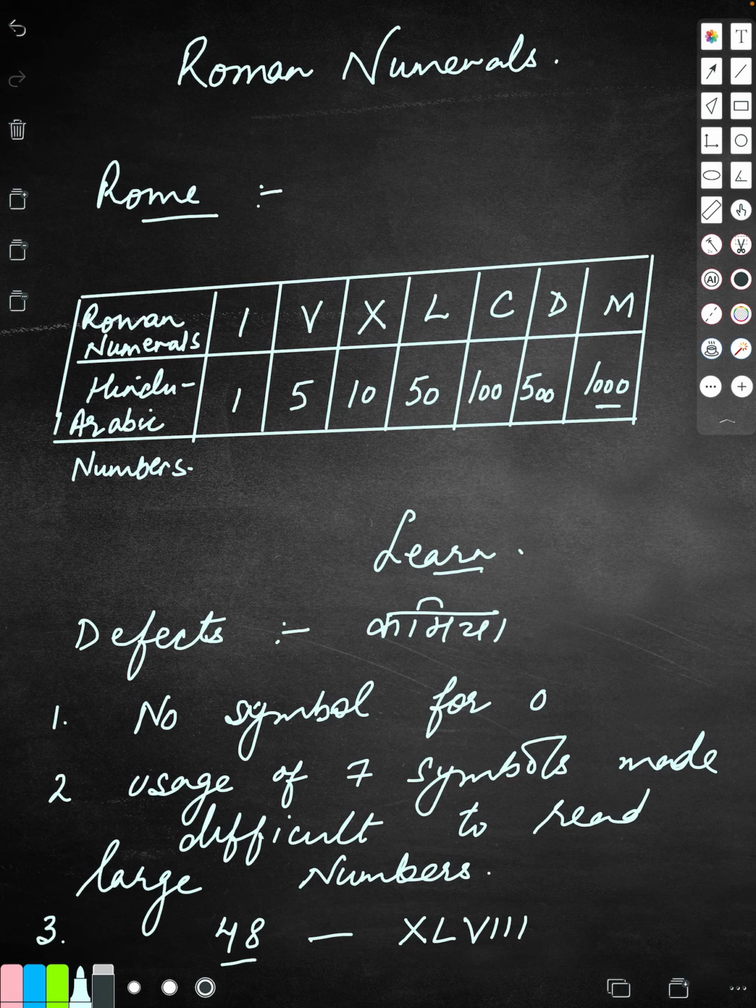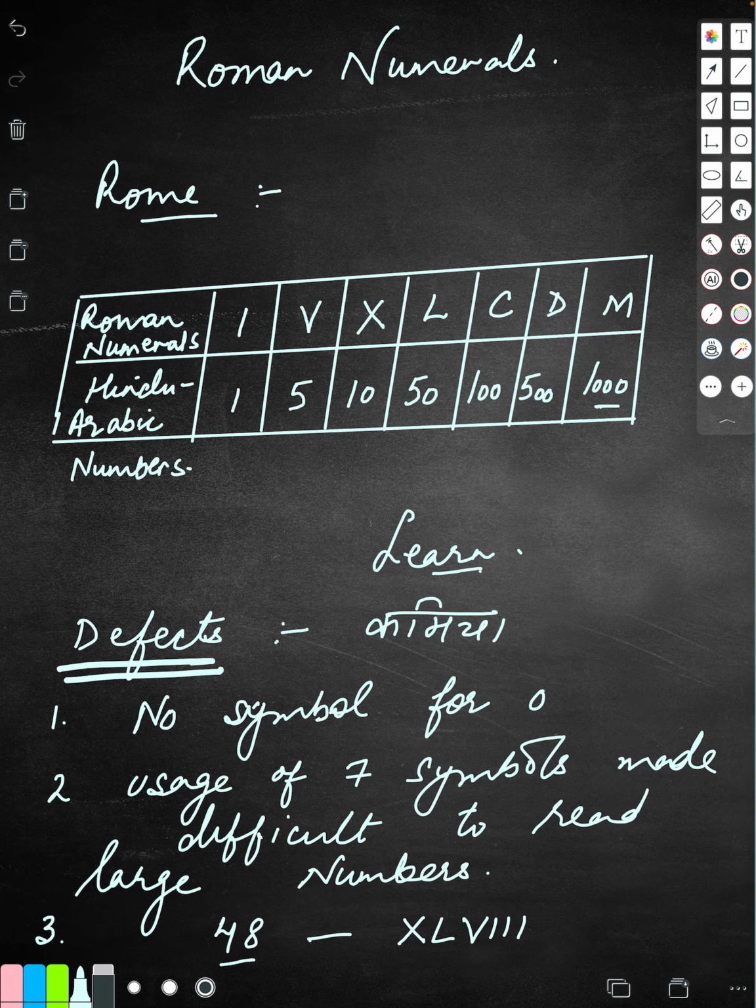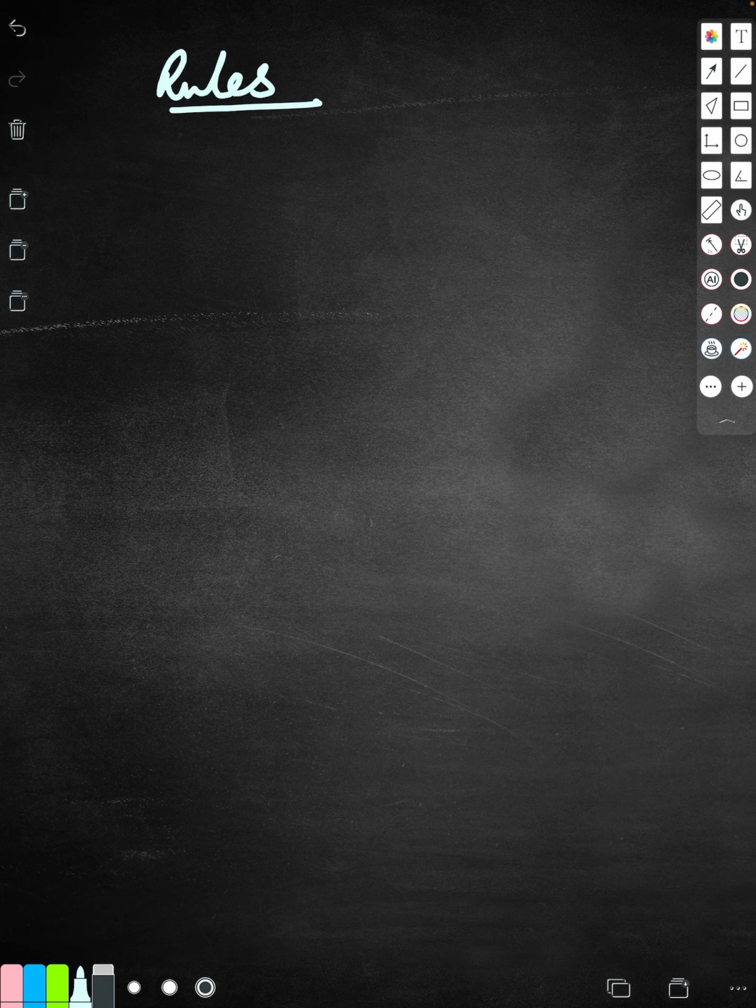So it became very difficult to manage reading and writing of numbers using the Roman numerals. So these are the defects. You people should know about it. Now in this video, I should discuss the rules to read. The rules to read, right?